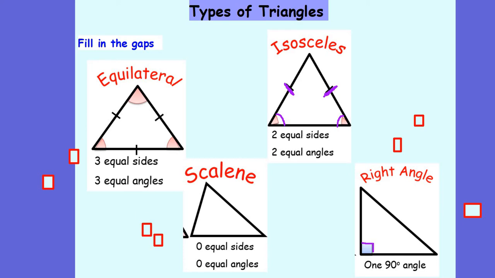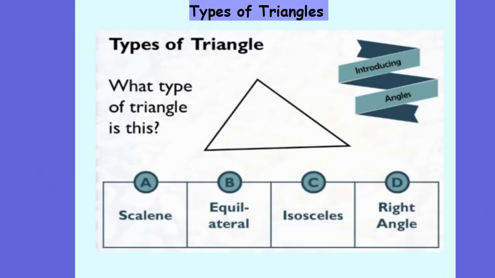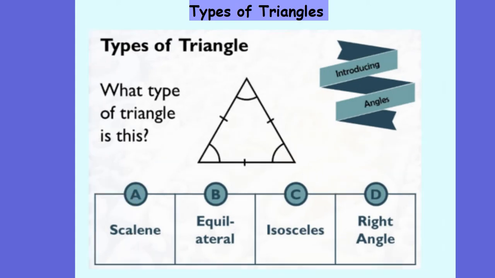Okay guys, mini whiteboards or rough books. A, B, C or D, what's this triangle? Okay, this hasn't got any equal sides or any equal angles, it hasn't got a right angle, it's got to be a scalene. How about this one? Cool, it's got equal angles and equal sides, so it's an equilateral, hence the name.